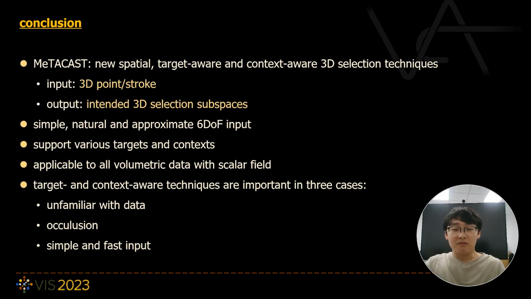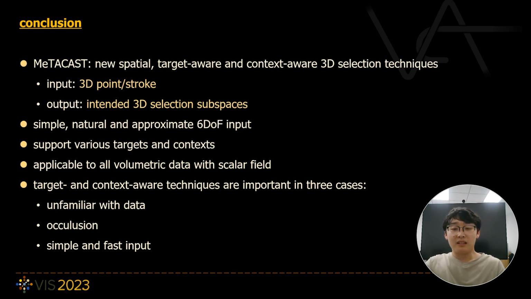In this work, we propose MeTACAST. The basic idea is that users select visually interesting or important locations. These regions of interest contain key information that causes the feature to be visible, like density distribution, geometric shape, and position. Our techniques work for various targets and contexts with simple, natural, and approximate fixed-depth input. It is applicable to all the volumetric data with a scalar field.